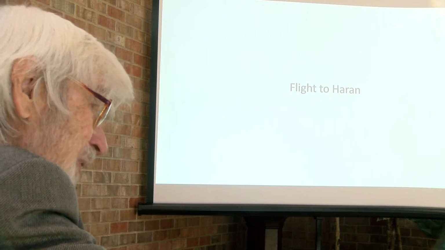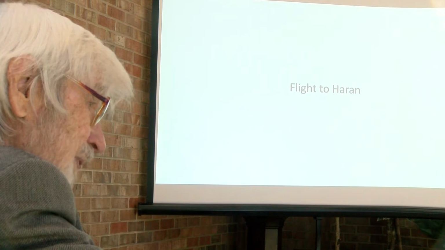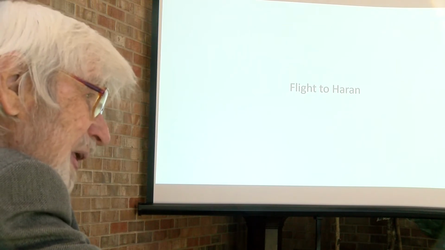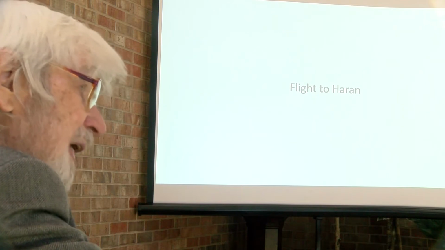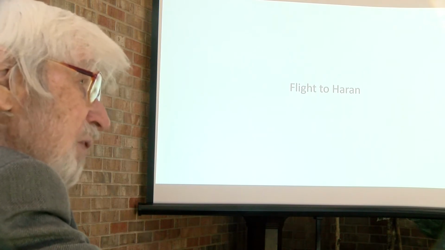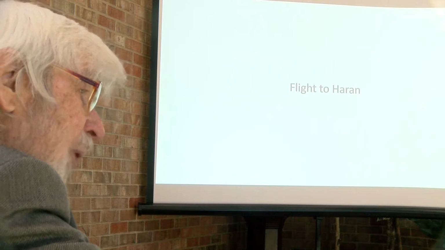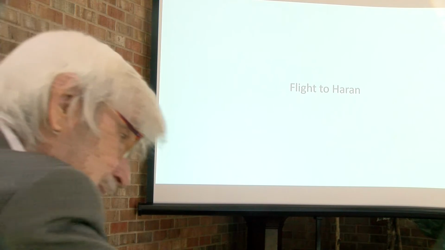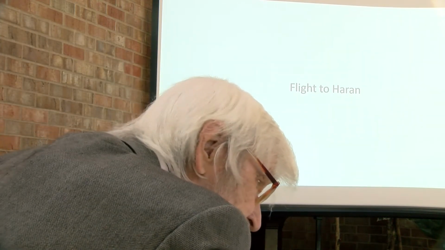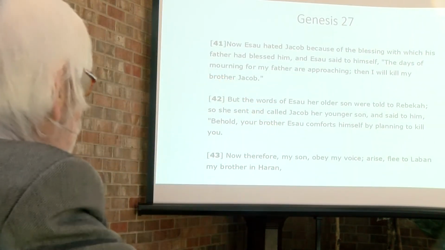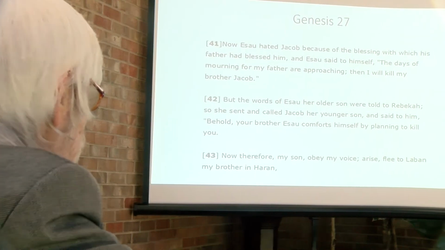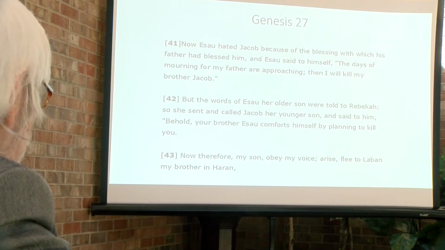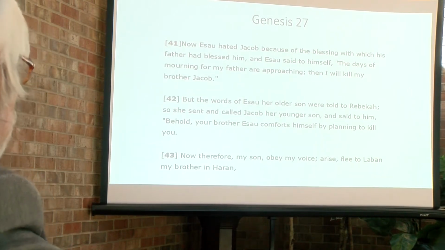Esau also found out from that blessing that there was a future for him, but he still was mad at what had happened, and he swore he was going to kill Jacob once his father had passed away. When the mourning was over for Isaac, he was going to kill Jacob. Rebekah finds out about this. Now Esau hated Jacob because of the blessing with which his father had blessed him. And Esau said to himself, the days of mourning for my father are approaching, then I will kill my brother.